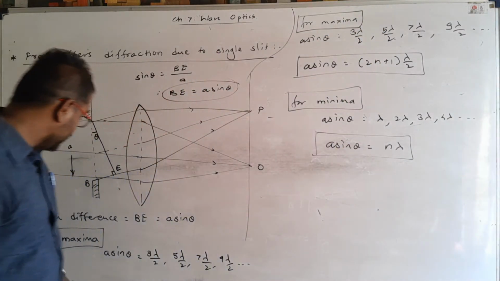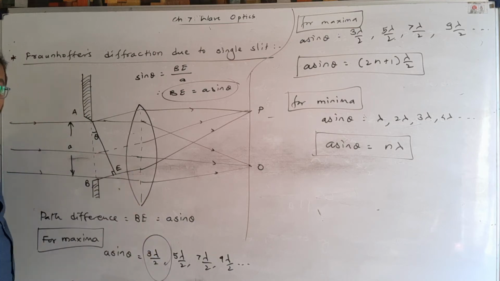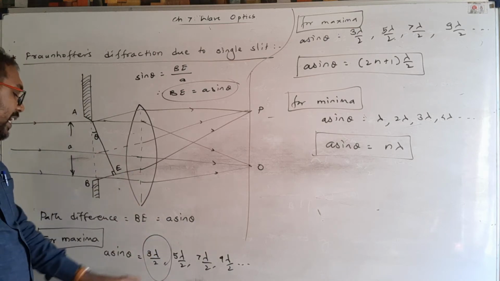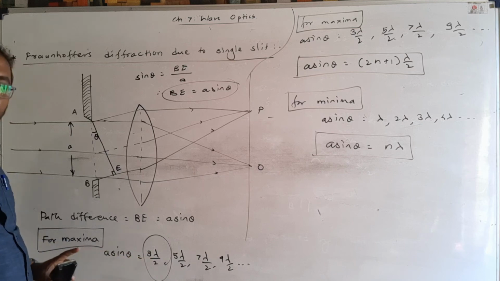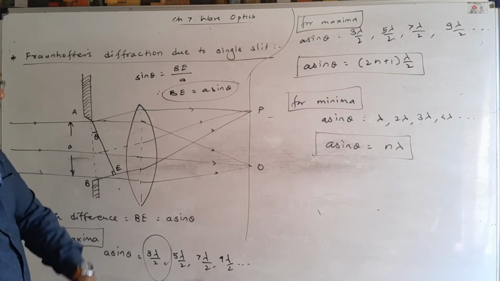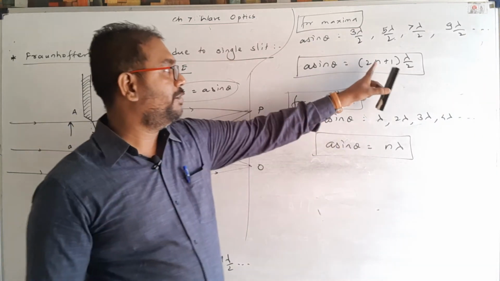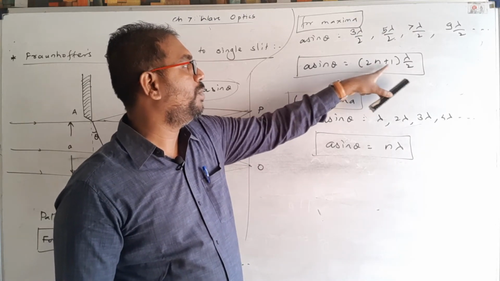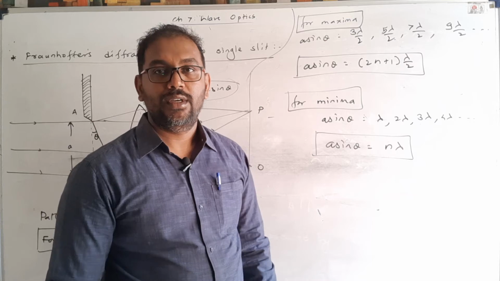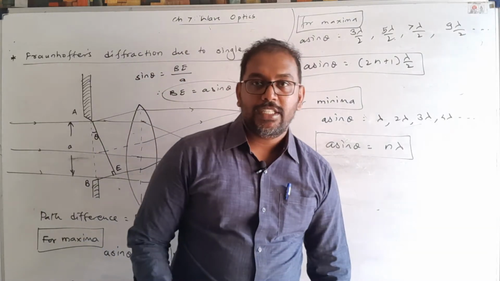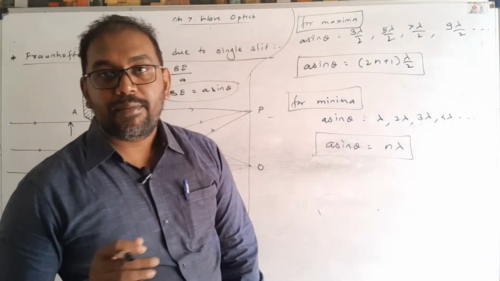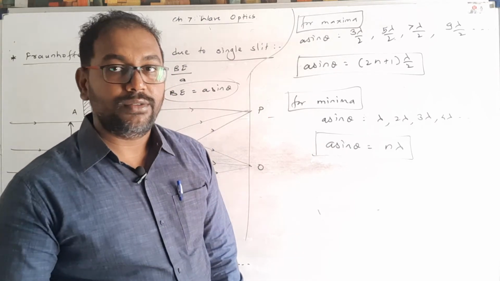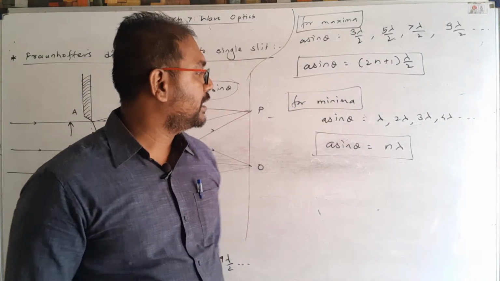Because the first maxima we get is at 3 lambda by 2. We are not getting maxima at lambda by 2. We are getting the first at 3 lambda by 2. So the plus is coming here. If I substitute n is 1, 2 plus 1 is 3, so 3 lambda by 2. So we are not getting the first maxima at lambda by 2, we are getting it at 3 lambda by 2. Because of that, the plus sign is coming here.